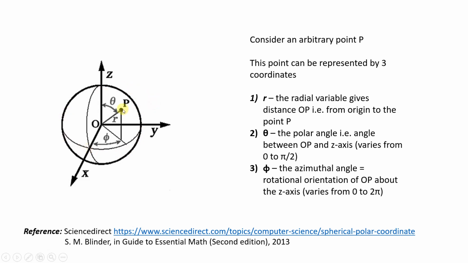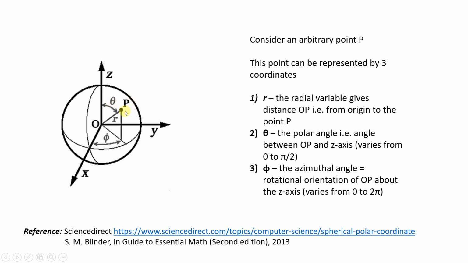Now I can represent any point P here by 3 coordinates. First one is the radial variable r, basically the distance OP, the distance to the point P from the origin. That's the radial variable, or the radius r. Next, the angle made by the distance OP with respect to the z-axis is taken as theta, also called the polar angle.